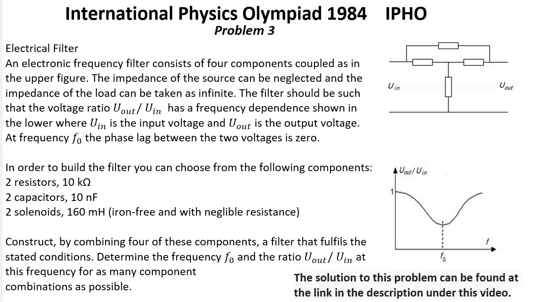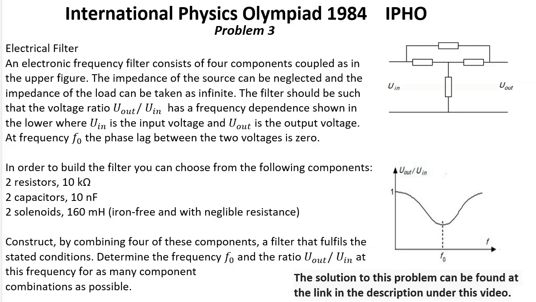At a frequency F0, the phase lag between the two voltages is 0. In order to build the filter, you can choose from the following components: 2 resistors of 10 kilohm, 2 capacitors of 10 nanofarad, 2 solenoids of 160 millihenry, iron-free and with negligible resistance.